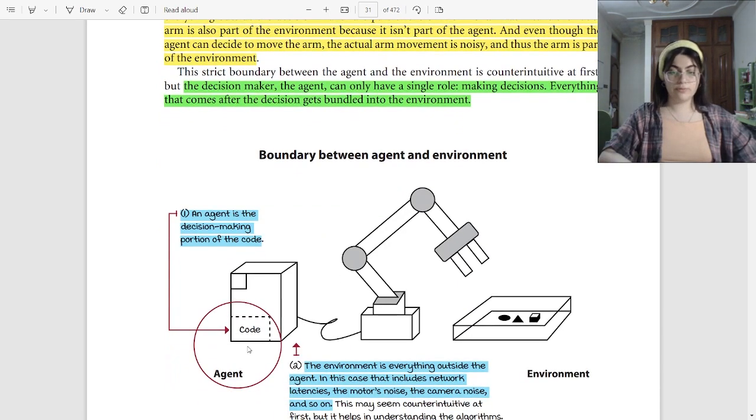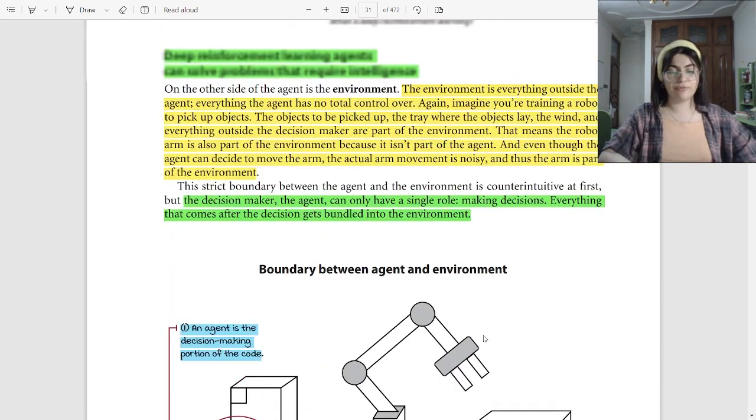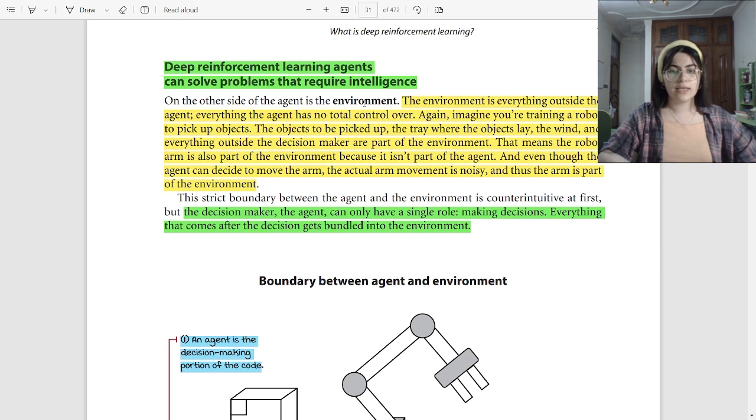So here we'll have a better explanation, but first let's talk about the environment. The environment is basically everything outside the agent. So we have the agent, and anything else is the environment. The agent is the code, the brain, the decision maker, and anything outside the agent is the environment. So everything the agent has no total control over.